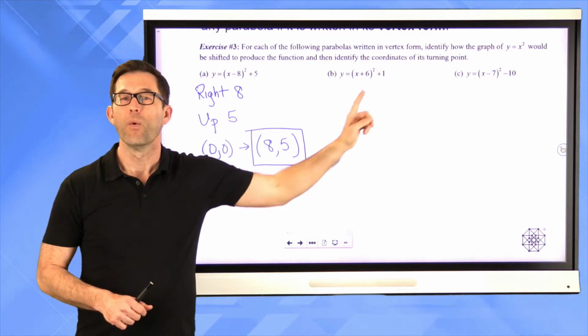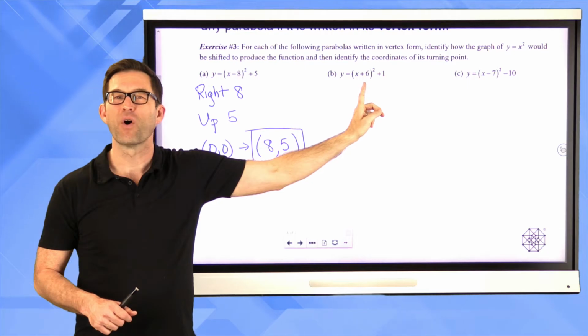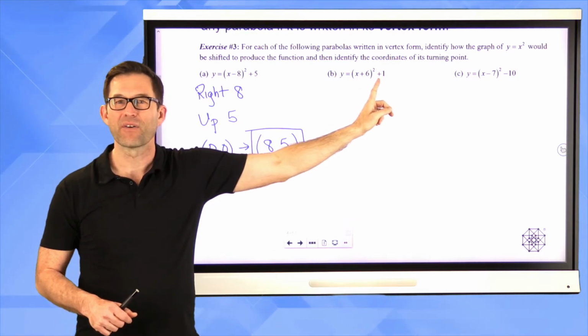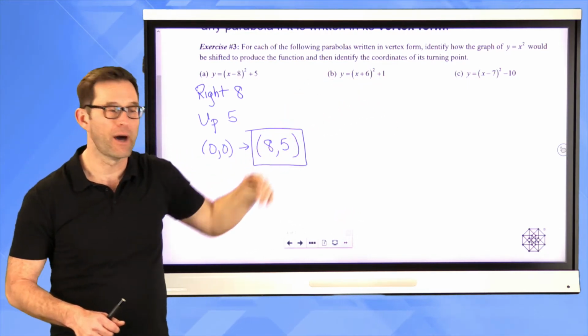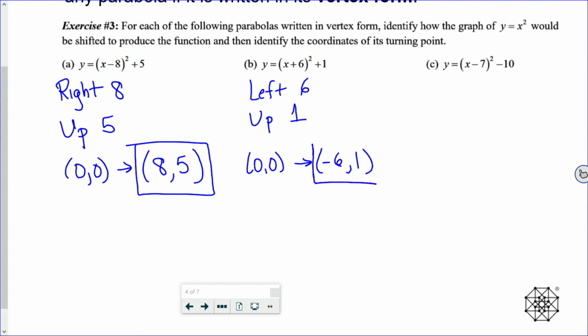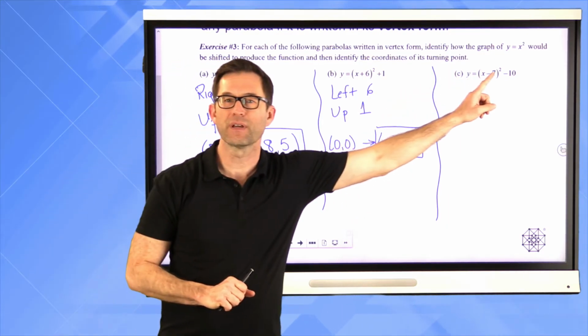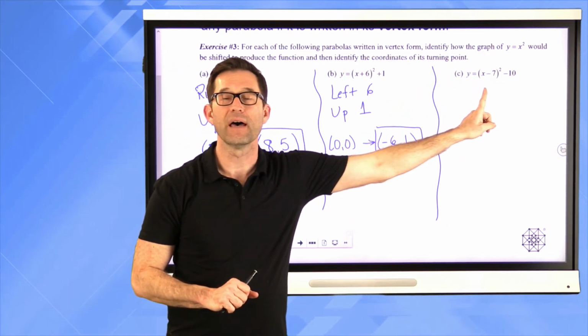All right, well, the fact that I've got x plus 6 here means that I've gone to the left 6. The fact that I've got a plus 1 here means I've gone up 1. So I go left 6, up 1, which means now (0, 0) becomes (-6, 1), and that is my new turning point.